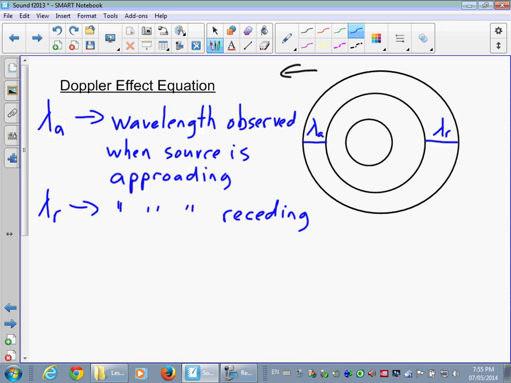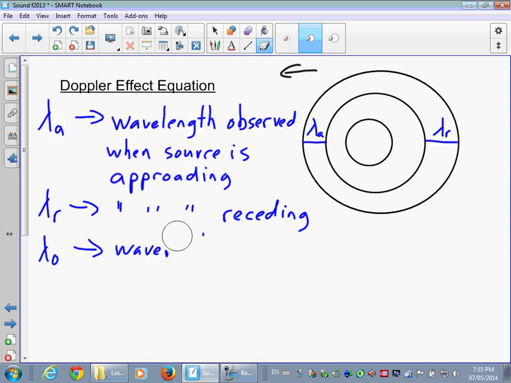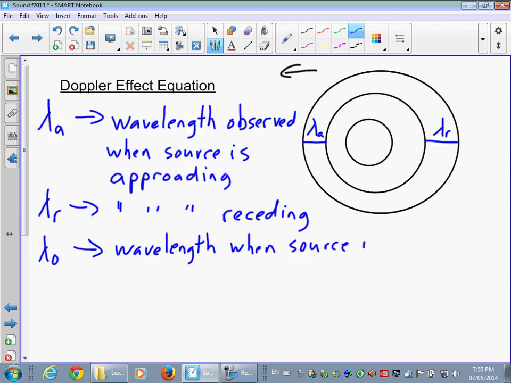A couple more terms that we need to know. First of all, let's look at the idea of lambda naught, or lambda 0, or the original wavelength, and that is the wavelength when the source is stationary. So if the thing wasn't moving, what wavelength would the sound have in air?